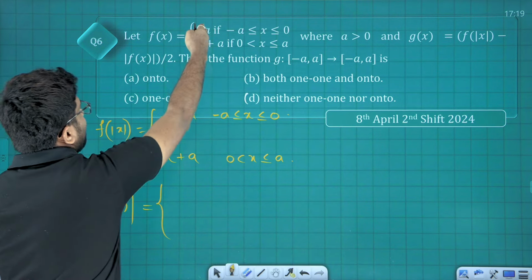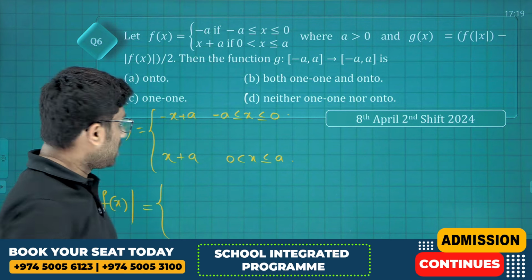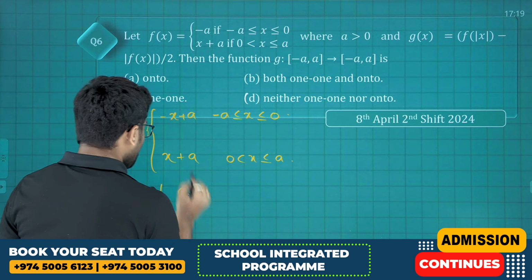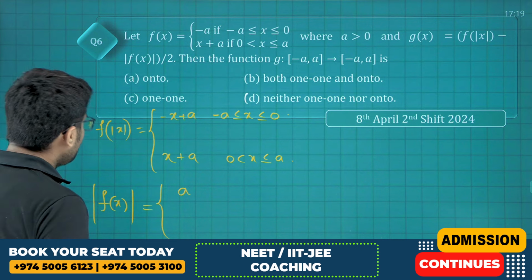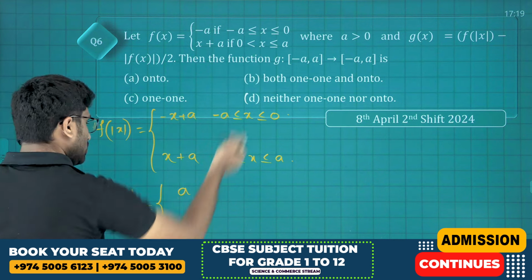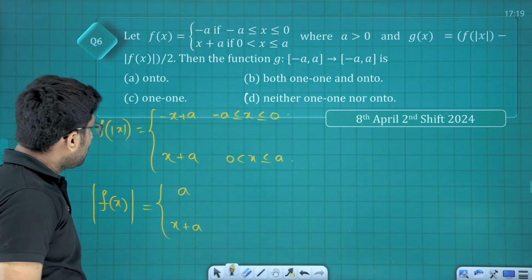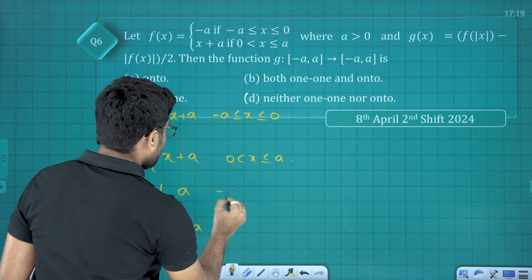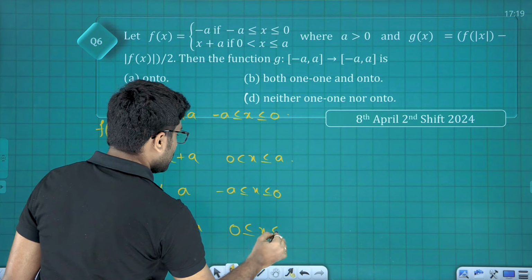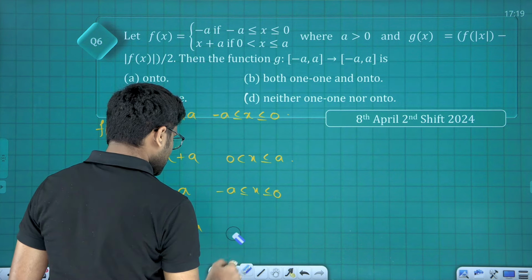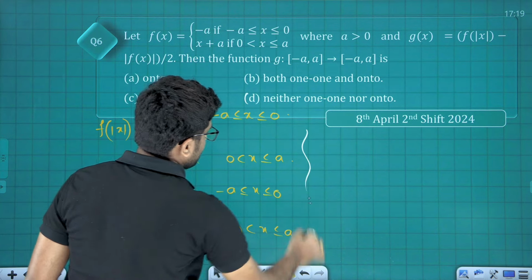Mod f of x is directly applying mod to this. Mod of minus a is a. Okay, now next, what do we need? Mod of x plus a, when x is anyhow positive, so it is only x plus a. Now what we need, this is from minus a less than or equals to x less than 0, and this is from 0 less than x less than or equals to a.